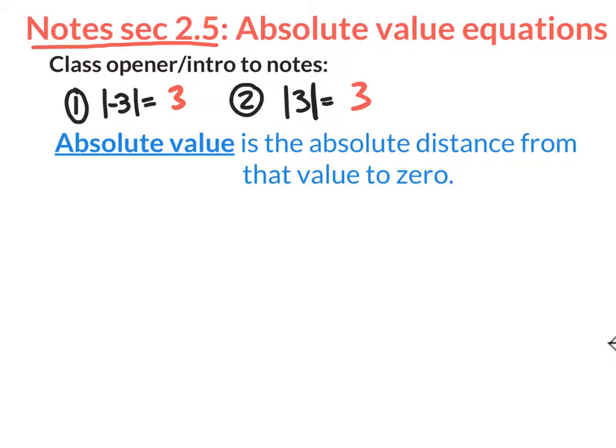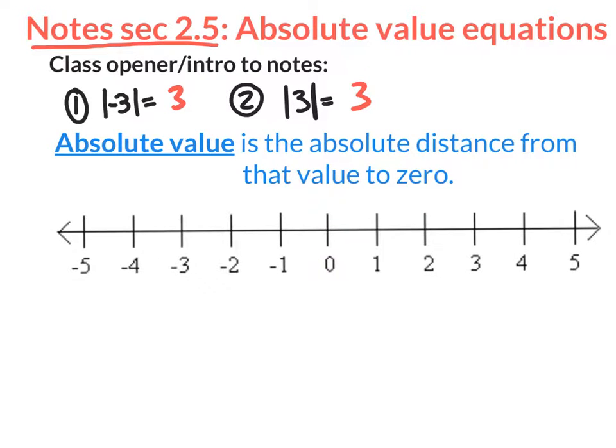Let's take a look at that in terms of a number line. So where is the absolute value of 3? Well, here's 3, and absolute value is that distance to 0. So if you go from that value, 1, 2, 3, that's 3 units. So that's why the absolute value of 3 is 3.